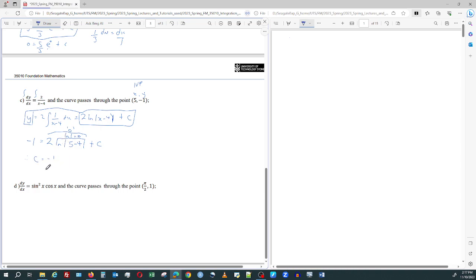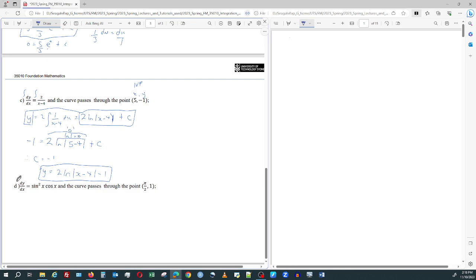And our particular solution y is equal to 2 ln of x minus 4 minus 1. So that is our particular solution, having solved c. Okay, very interesting. All right, let's have a think about this one here.